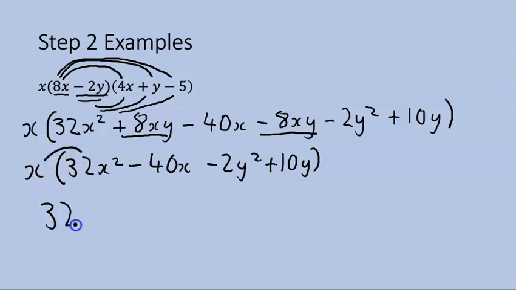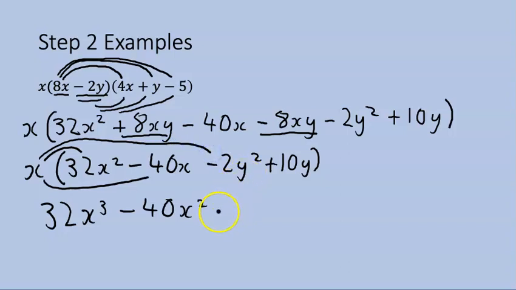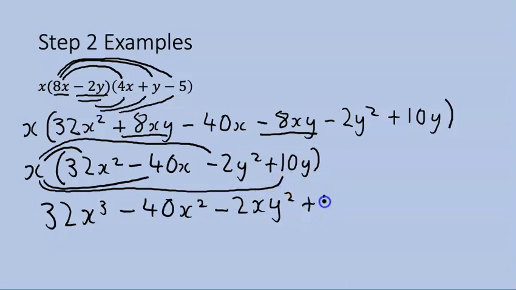So I've got 32x to the 3, minus 40x squared, minus 2, and because there's no other x's here, xy squared. And same reasoning again. I've got plus 10xy. And then I'm done.